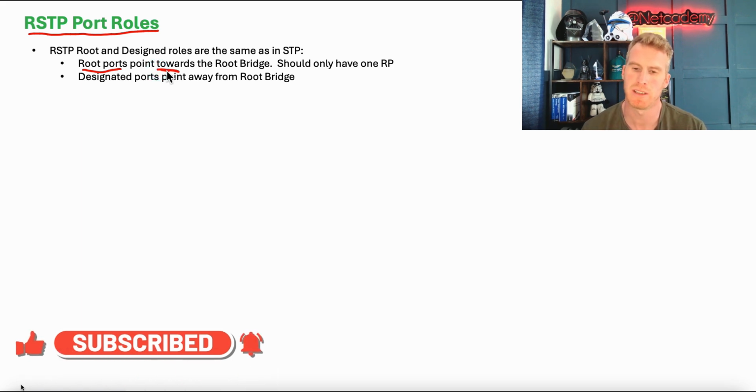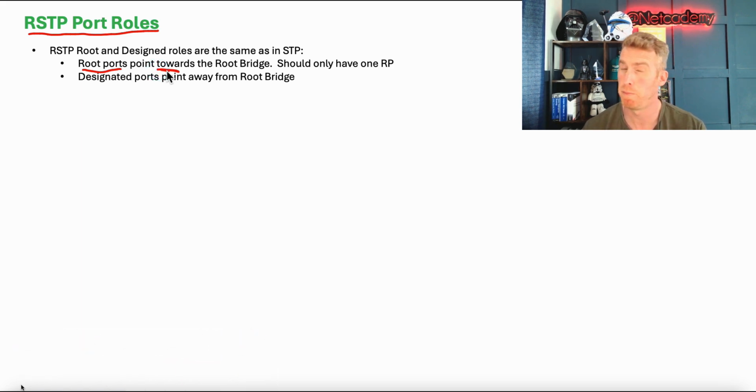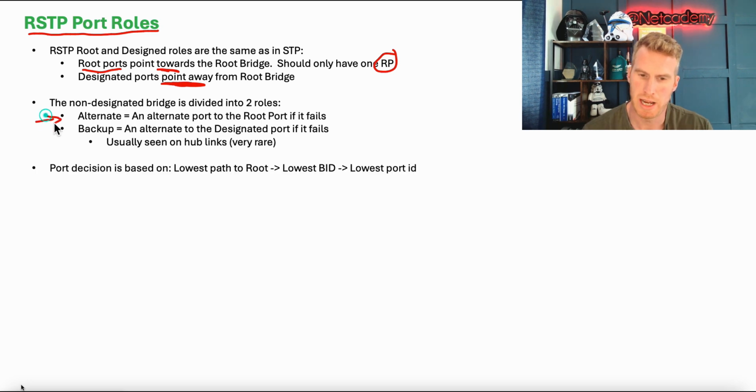They have the lowest cost to get back to that root bridge, whoever that root bridge actually may be. And there should only be one root port on a particular switch for that VLAN. The designated ports point away from the root bridge. They're pointing downlink, away from the root bridge for a particular LAN segment. And here is this alternate and backup port.